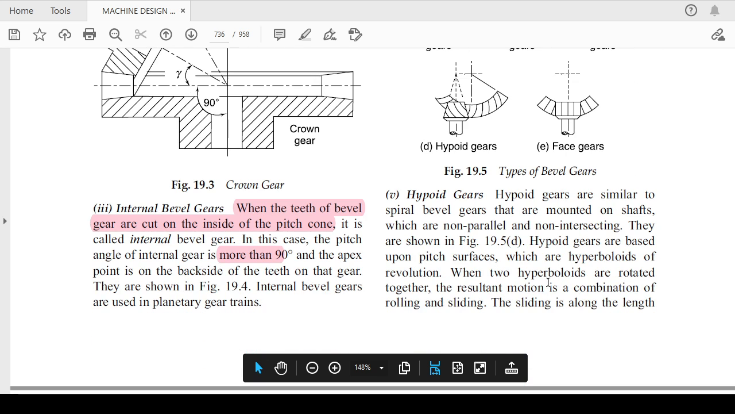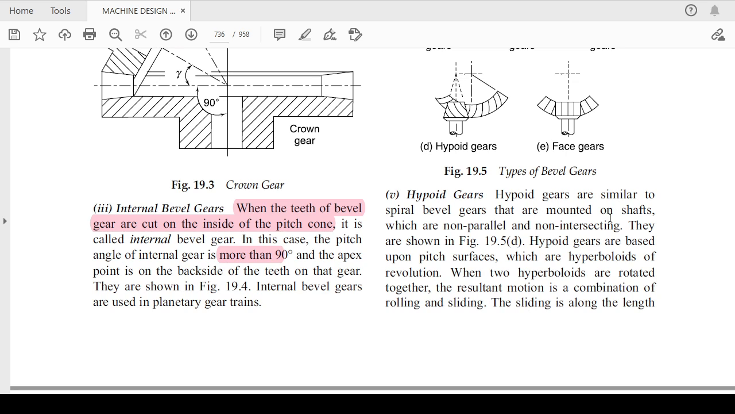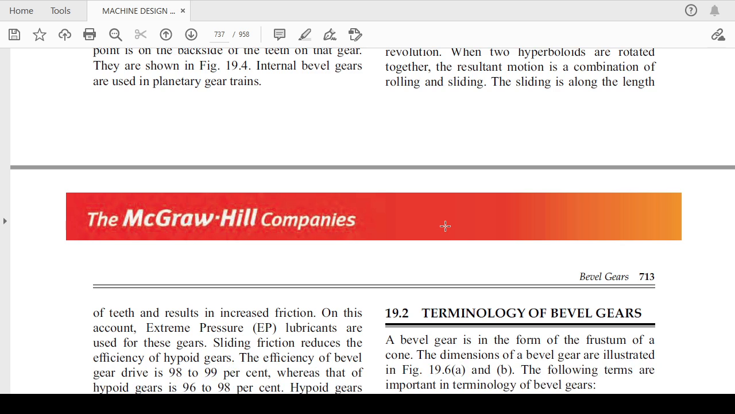The next one is hypoid. Hypoid gears are similar to spiral bevel gears that are mounted on shafts which are non-parallel and non-intersecting, and that you can see in the picture as well.